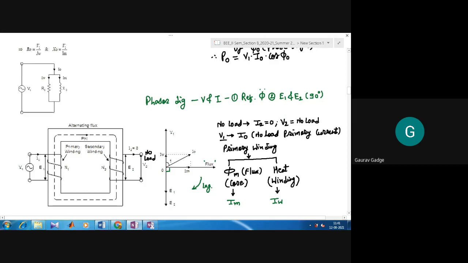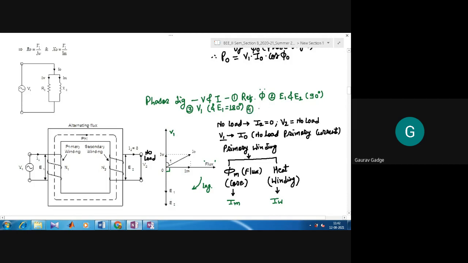Okay. Then after making E1 and E2, the third phasor line is of voltage, and that voltage is nothing but V1. As we know, V1 and E1 have a phase shift of 180 degrees, because they are in opposition, which is represented with the negative sign. So V1 is drawn on the positive y-axis. This is the phasor line for V1, and these two are the phasor lines for E1 and E2, that is, the induced EMFs across the windings.